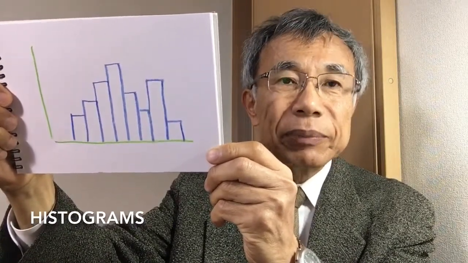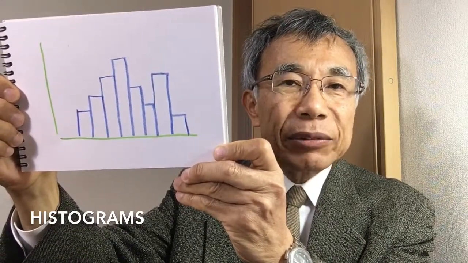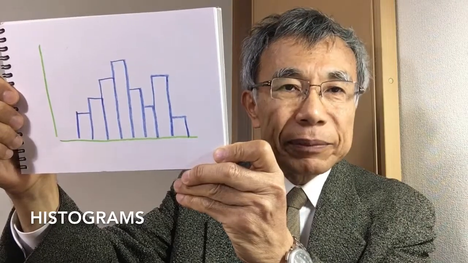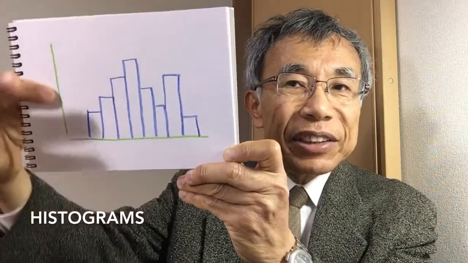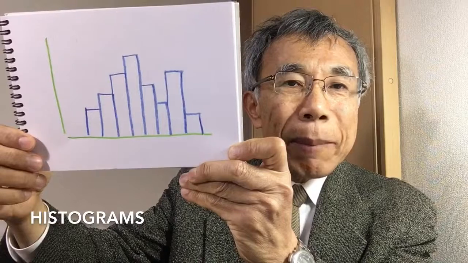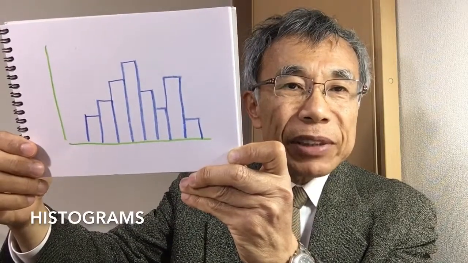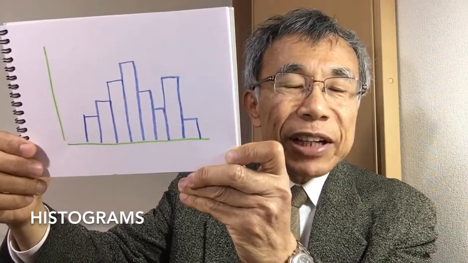Histograms. Histograms visually represent the frequencies with which values of variables occur. Each value of a variable is displayed along the bottom of a histogram, and a bar is drawn for each value. The height of the bar corresponds to the frequency with which that value occurs.